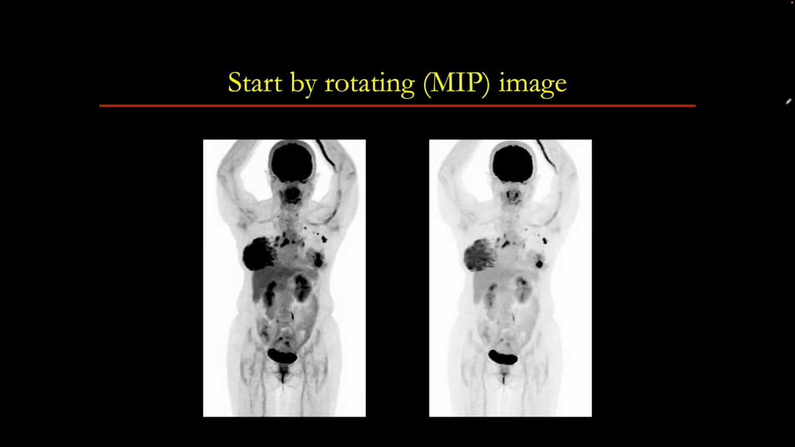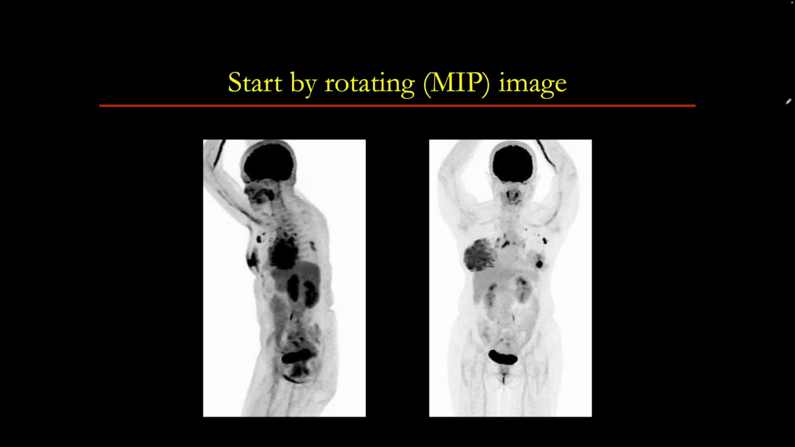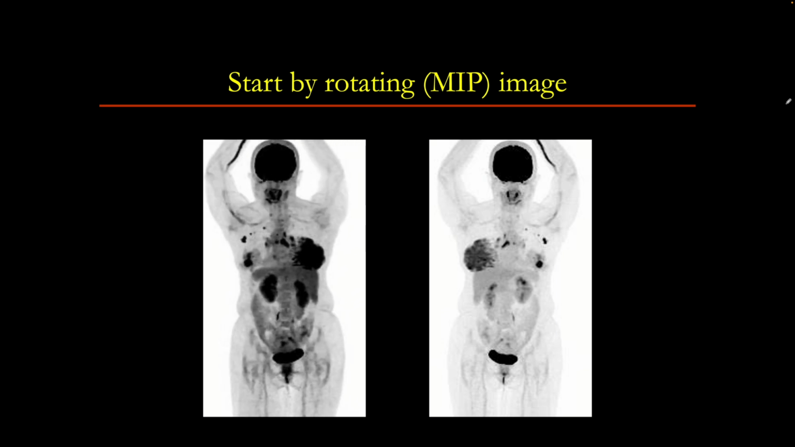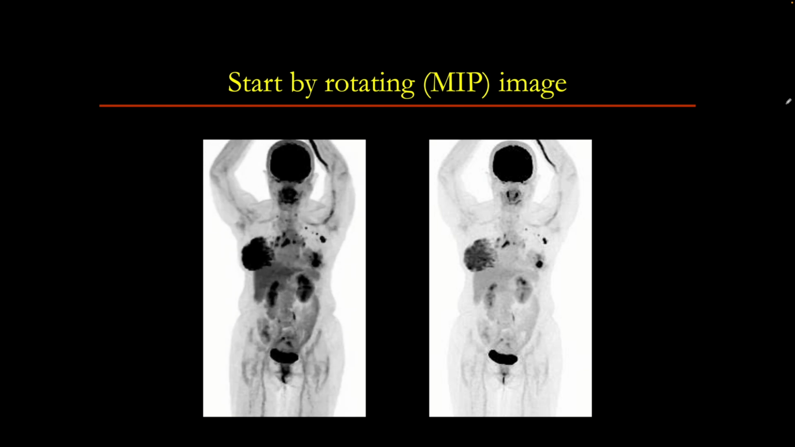So start by showing the rotating image or the MIP image. Here we have two images from the same patient who was diagnosed with breast cancer. Take a look at the image on the left. It almost seems like they have bilateral metastatic breast cancer, but is that true? And after windowing it a little bit, here's the rotating image on the right.